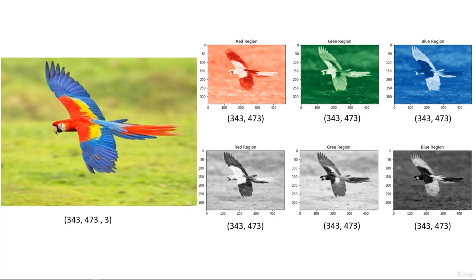Red displays the information about the red region. Green usually displays the information about the green region, and blue gives the information about the blue region. Here you can notice that the parts of the image having higher values, or the values in white color, give the information about where the color is. For example, if you consider this image, this portion contains the red color, and similarly this portion contains the blue color, and so on.